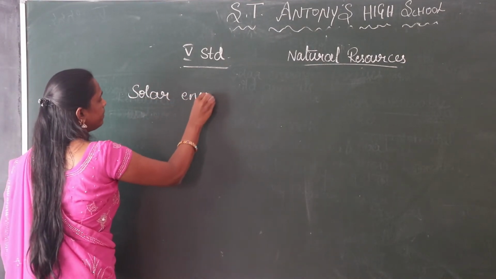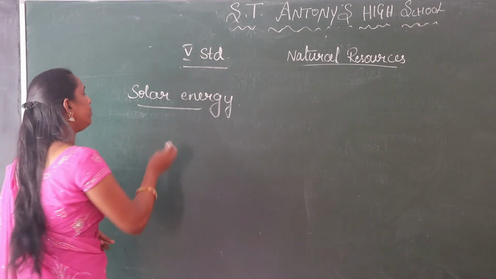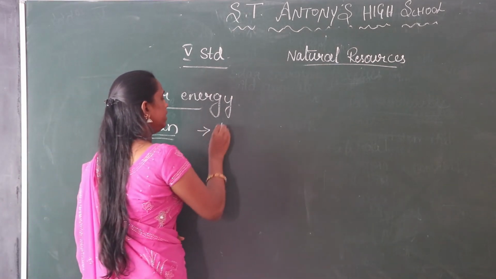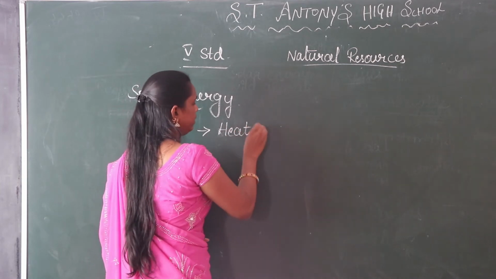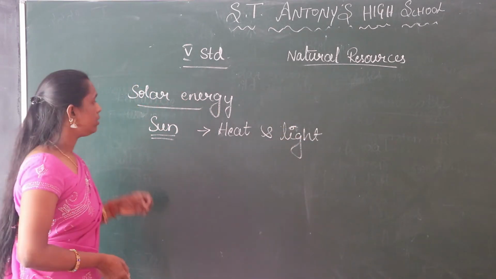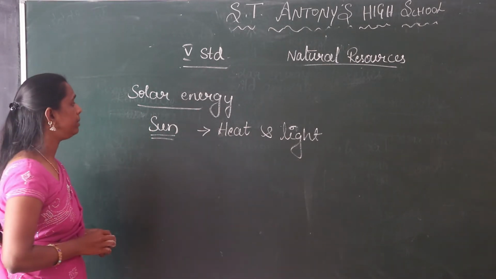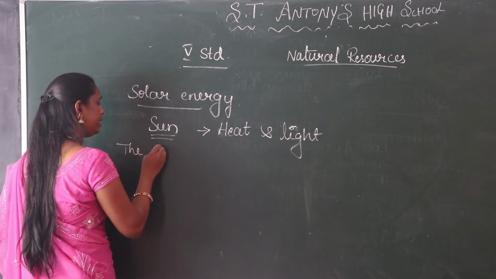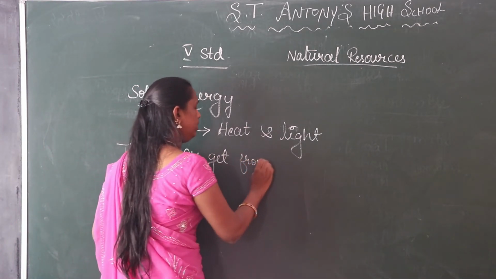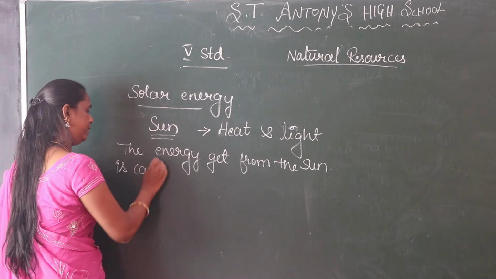Solar energy. So, where do we get the solar energy? From the sun. The sun gives us heat and light. The energy we get from the sun is called solar energy.